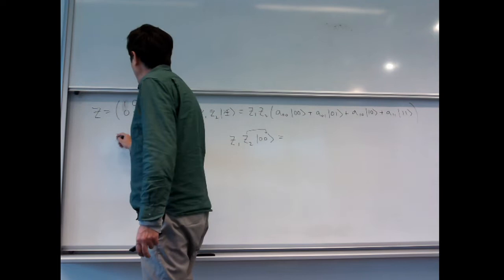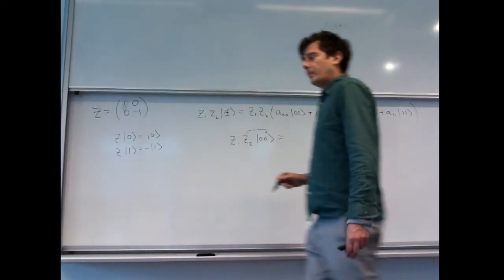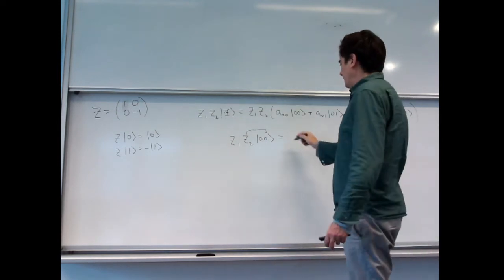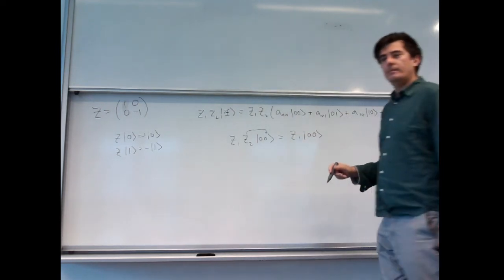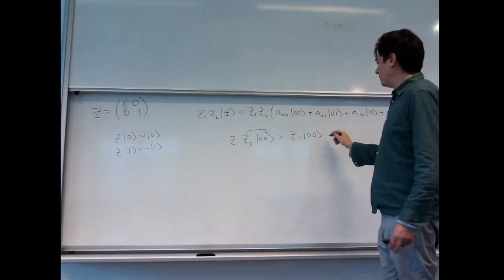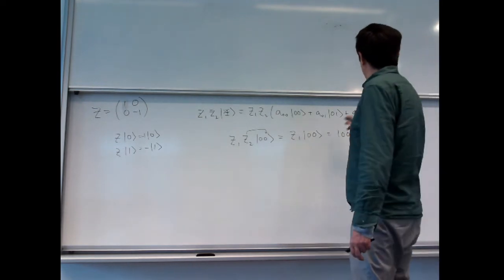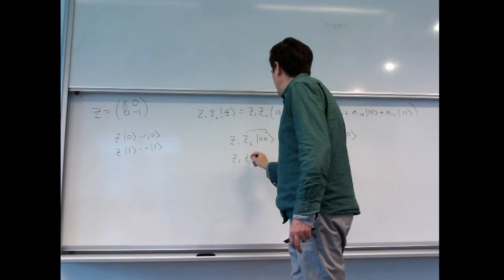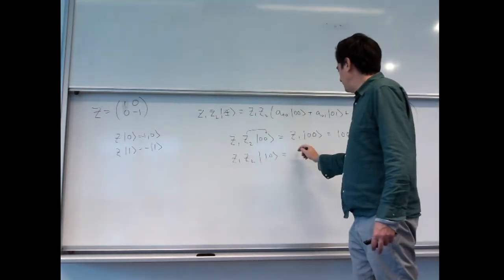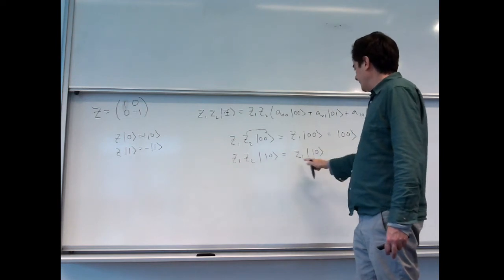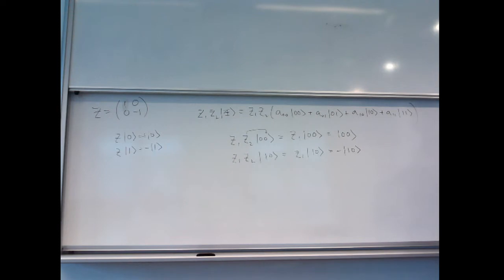We know from over here that Z acting on 0 is 0, and Z acting on 1 is -1. So Z2 acts on 0, and from that formula it just gives a plus sign. Then Z1 acting on 0 also gives plus, so this term is just 0, 0. We can do another term up here, Z1, Z2 acting on 1, 0. Z2 acting on 0 doesn't do anything. Z1 acting on the 1 gives a minus sign. So it gives minus 1, 0.